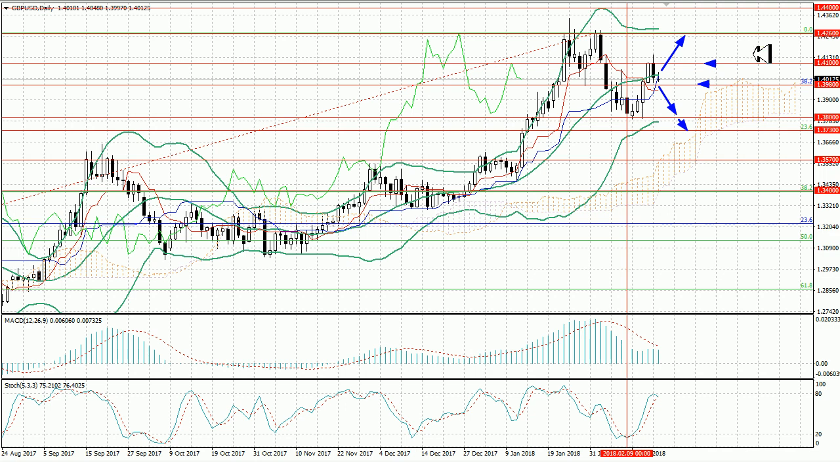MACD histogram is reducing in the positive zone, Stochastic turns down. Fundamental events of the week include the publication of statistics from the UK labour market, data on unemployment and average wage, and GDP for the fourth quarter of 2017. Generally, the decline can continue if the price goes below the level of 1.3980, but the growth can also resume.